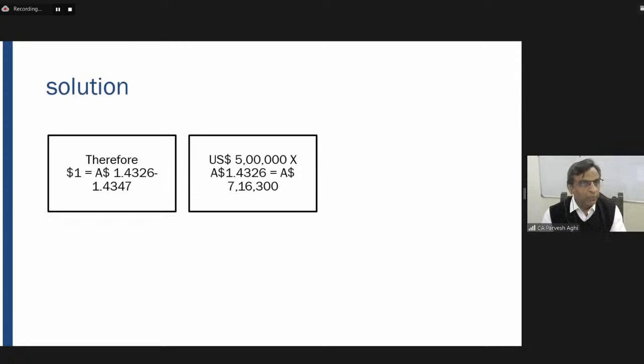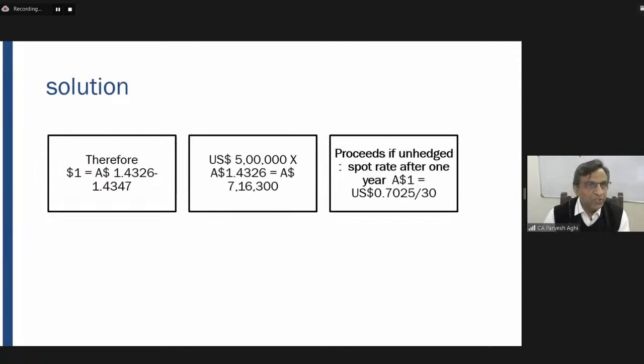So he is going to encash the dollars at the bid rate, which is the lower rate. Okay. So he's going to give him 7,16,300 Australian dollars. Okay. So this is if he was hedged.